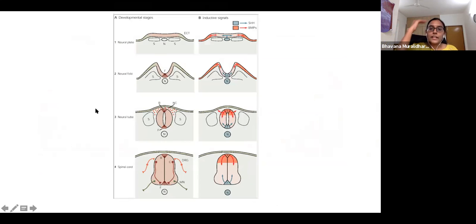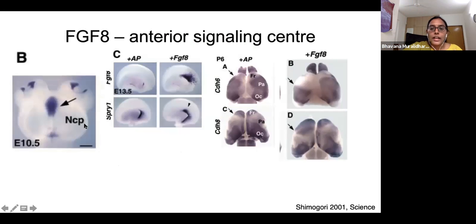And in the dorsoventral axis, it's sonic hedgehog and the BMPs which pattern the entire axis, particularly at the level of the spinal cord, where all the different zones and different neurons are specified, with sonic hedgehog from the bottom and the BMPs and the Wnts from the top. And I also talked to you about the signaling center in the developing forebrain.